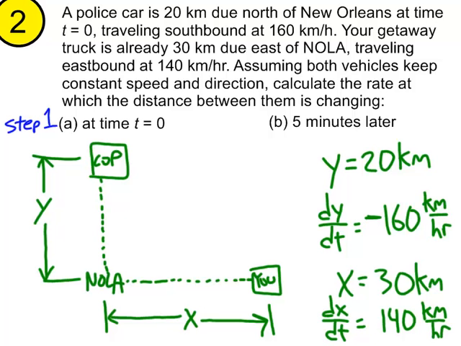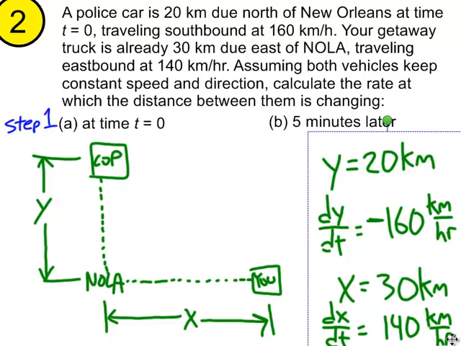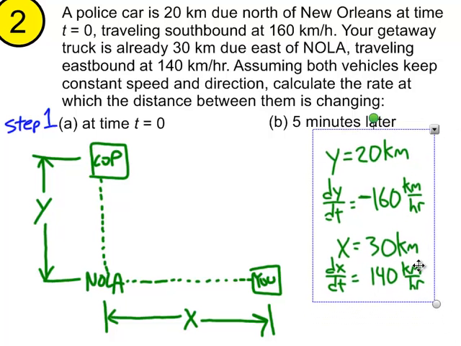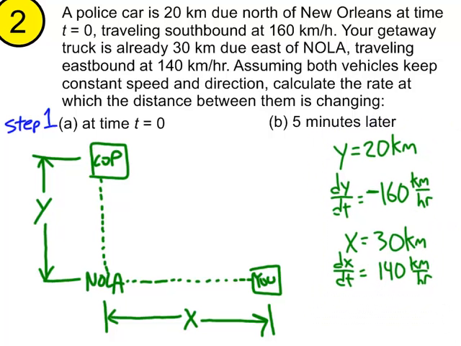We are headed away from New Orleans. We are going east in that direction, so x is getting bigger, so dx over dt is indeed positive. Okay, and what is it we're trying to find? We want to find the rate at which the distance between the two vehicles is changing. So we are interested in this distance right here.